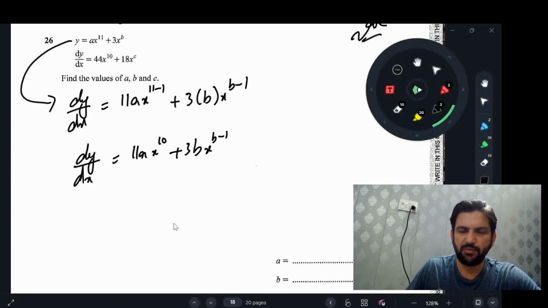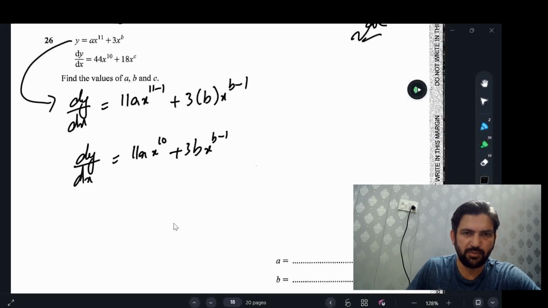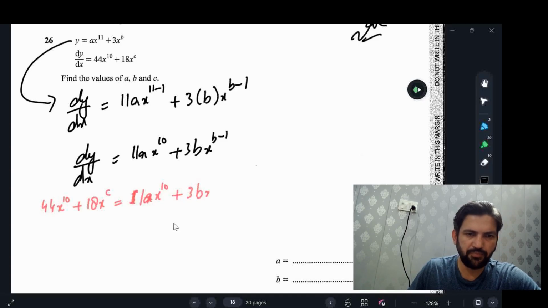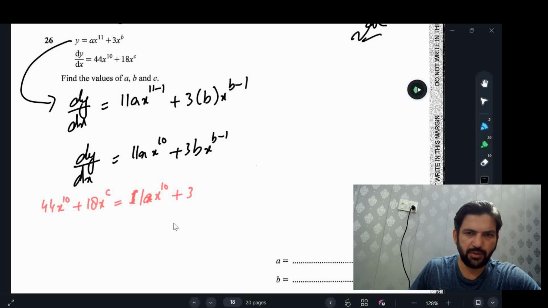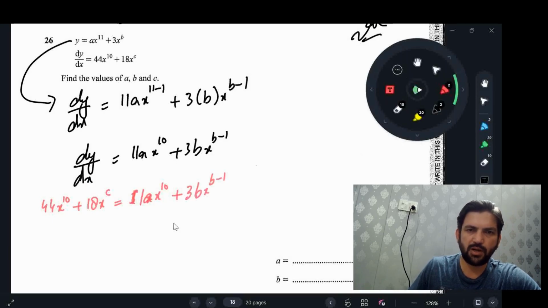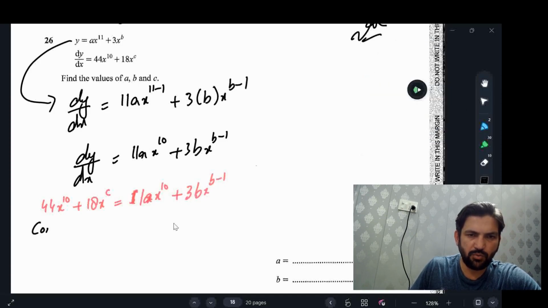Now from here what we have to do, we have to compare the coefficients, but before that let me write it like this. 44 x power 10 plus 18 x power c is equals to 11a x power 10 plus 3b x power b minus 1. Now from here what we have to do is comparing coefficients.